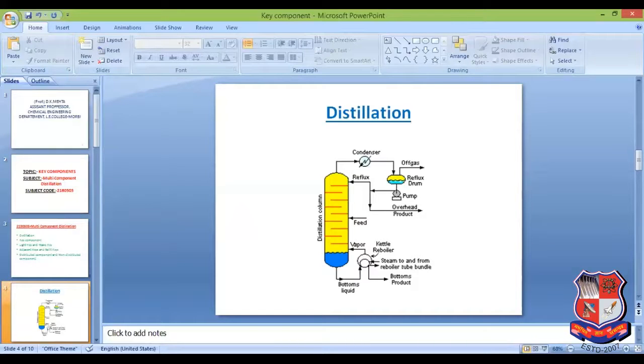In that, we select any two components. One component has a lower boiling point and another has a higher boiling point. We call the component with the lower boiling point A. So this component A is more volatile, or you can say the light component, and the other component, which has a higher boiling point, is less volatile, or you can say the heavy component.